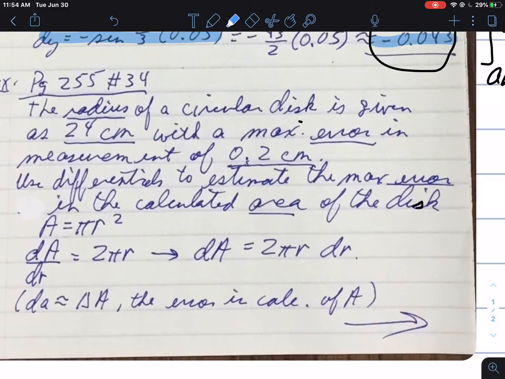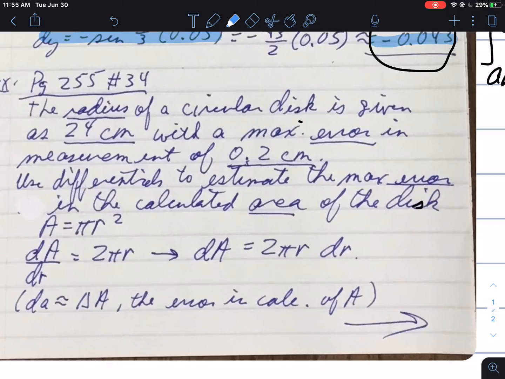Here, it's a little bit different. So you've got to be careful with, again, what is causing the change? What changes with respect to what? When we find a derivative, what am I differentiating with respect to? What's going to cause the change? This is coming out of the homework section, page 255, number 34. I've got the radius of a circular disc given as 24 centimeters, with a maximum error in measurement of 0.2 centimeters.